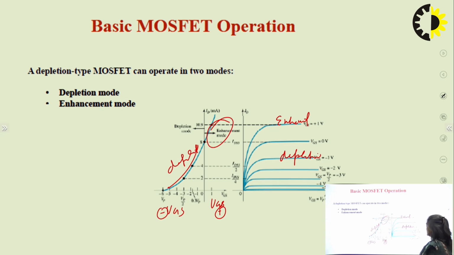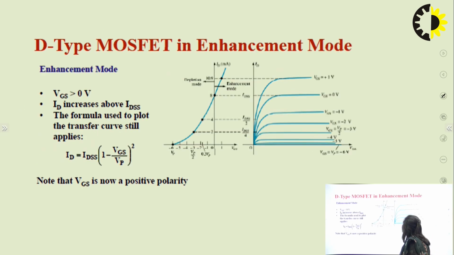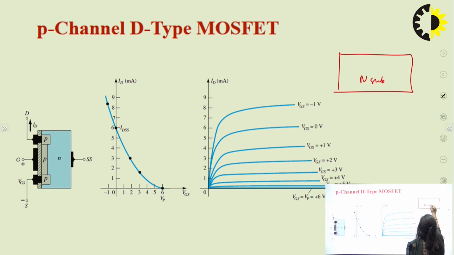So if we want to make it for the P channel, okay, so this is for the N channel type MOSFET that we have discussed in previous slides also. Okay, so this graph is for the P channel. Like if you want to make for P channel, this is our N substrate and this is P block and this is P channel. So this is for P channel.